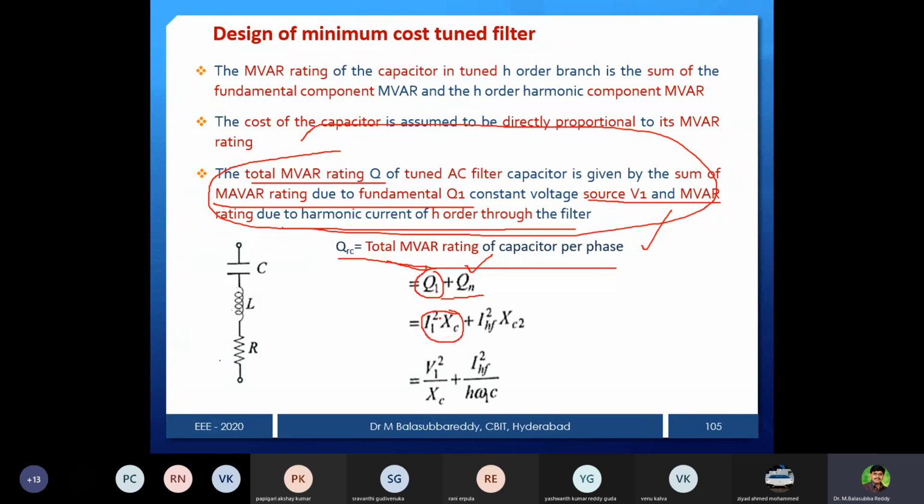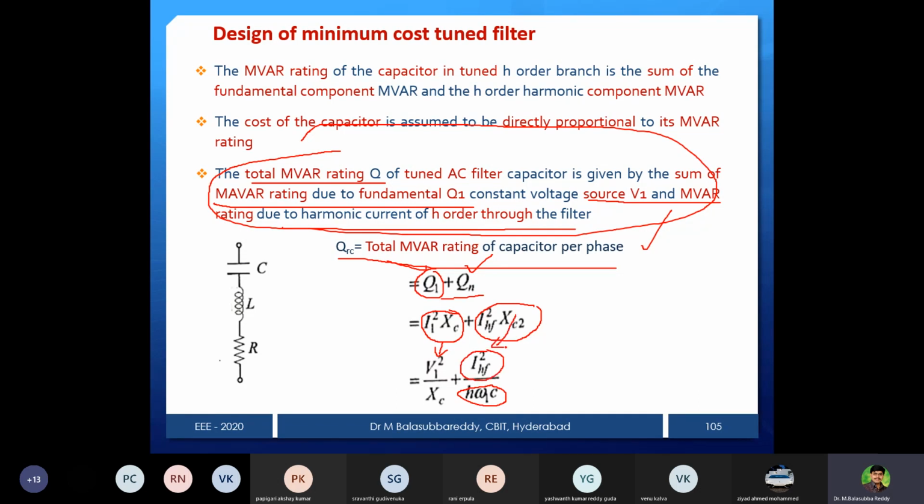So I can represent I1 square XC. This I1 square XC I can also write as V1 square by XC. Anything is same, either I1 current, just I square R or V square by R, something like that. So I1 square XC or V1 square by XC. And what is this factor? This is equal to I1 square XC2. So that I can represent in the denominator, because I made it same as I in the numerator.